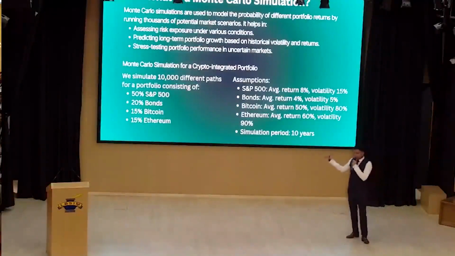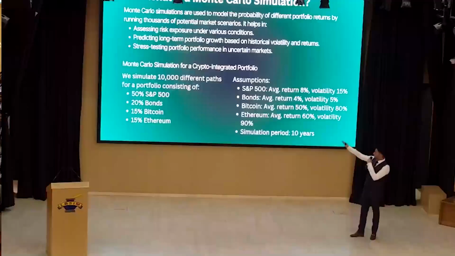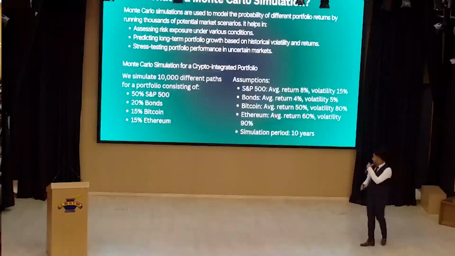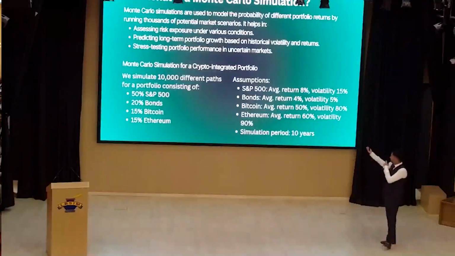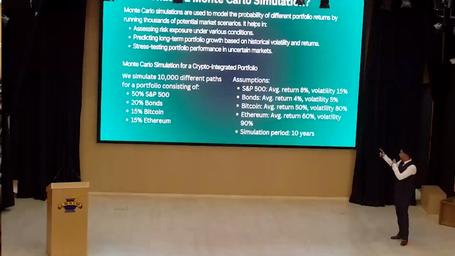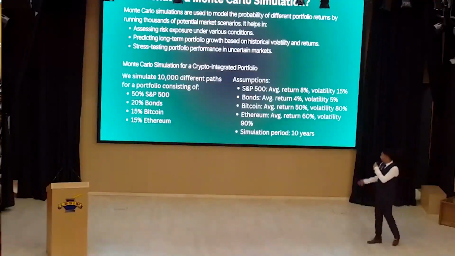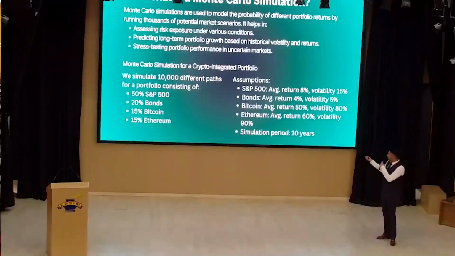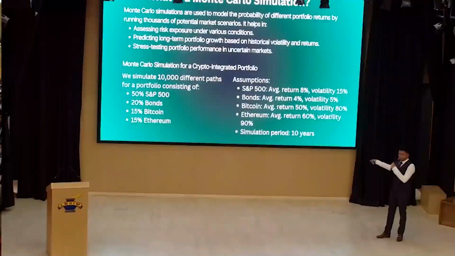In this scenario, we have simulated 10,000 different paths of a portfolio consisting of 50% S&P 500, 20% bonds, 15% Bitcoin, and 15% Ethereum. The factors we have considered are that the S&P 500 has an average return of 8% with a volatility of 15%. On the other hand, bonds have an average return of 4% and a volatility of 5%. Bitcoin has an average return of 50% and volatility of 80%. Ethereum, on the other hand, has an average return of 60% and a volatility of 90%, with a simulation period of 10 years.